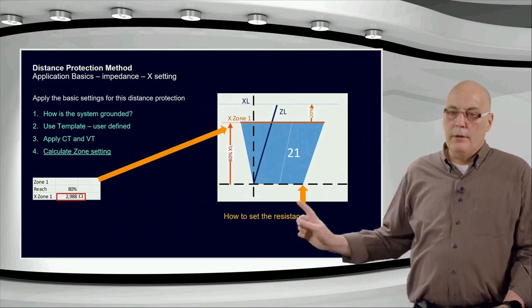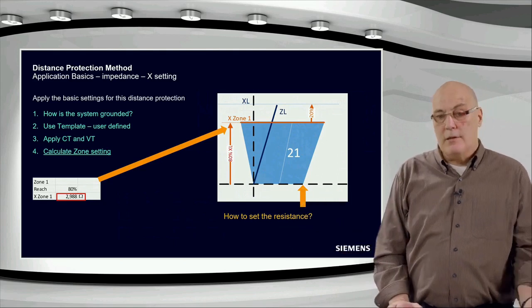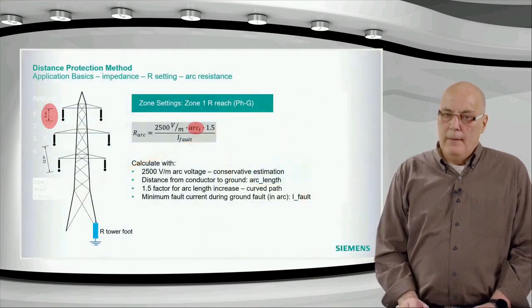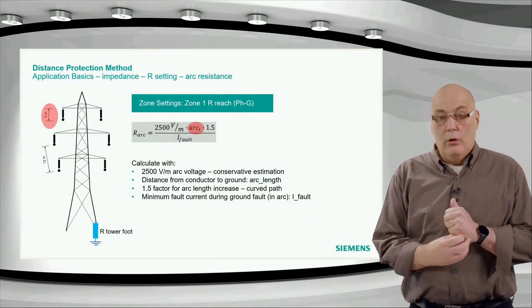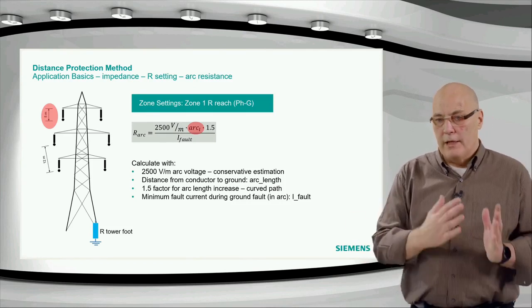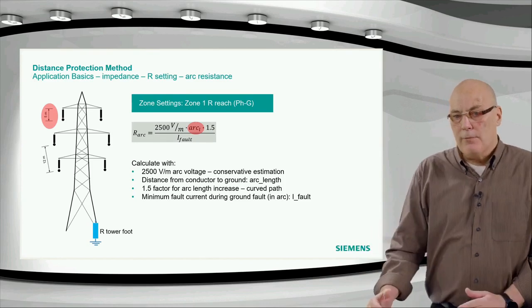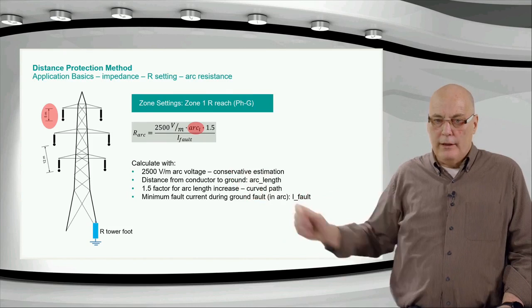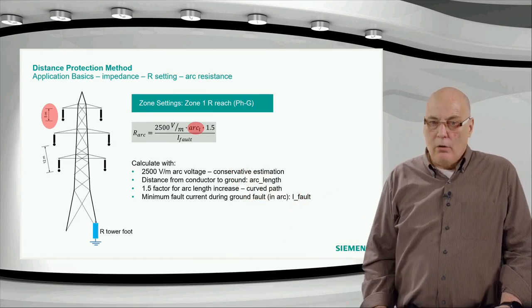What about the resistance value here? That is unfortunately going to be not quite so simple. For the resistance setting, we have to know which type of fault we are looking at, and I'm taking the more complicated one, the phase-to-ground one. The phase-to-phase fault essentially is similar. You would calculate it here with the phase-to-phase arc instead of the phase-to-ground arc.